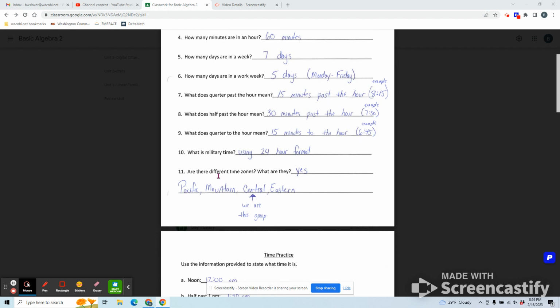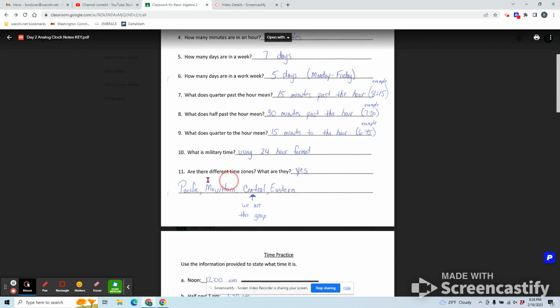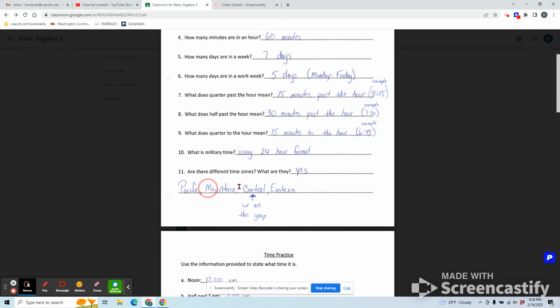And are there different time zones? Yes. So I should have been more specific. This is the United States that we're focusing on. There's Pacific, Mountain, Central, which is where we are, and then Eastern. So there's 4 time zones in the United States that we're going to focus on. And once again, we live in the Central.